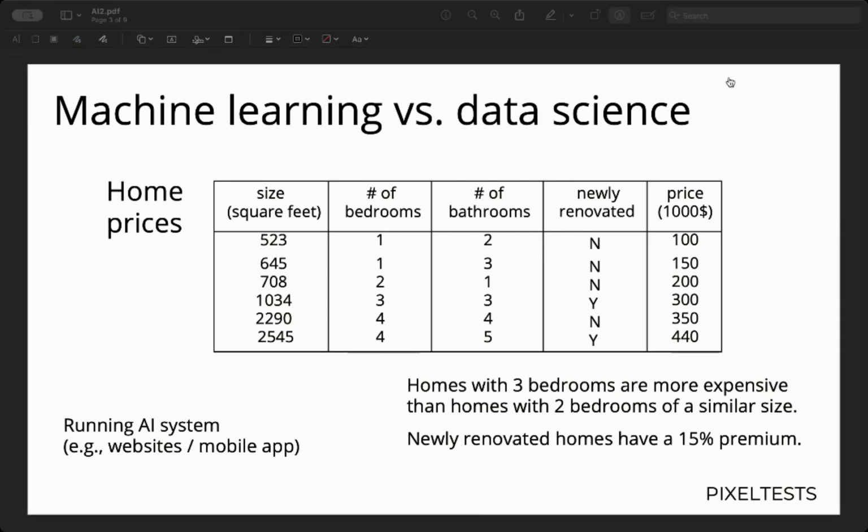So, now let's say we have this data set which gives us house prices, home prices, and you can see that there are different columns in it, which is the size, then we have the number of bedrooms, then we have the number of bathrooms, newly renovated or not, and what is the price in dollars, $1,000.